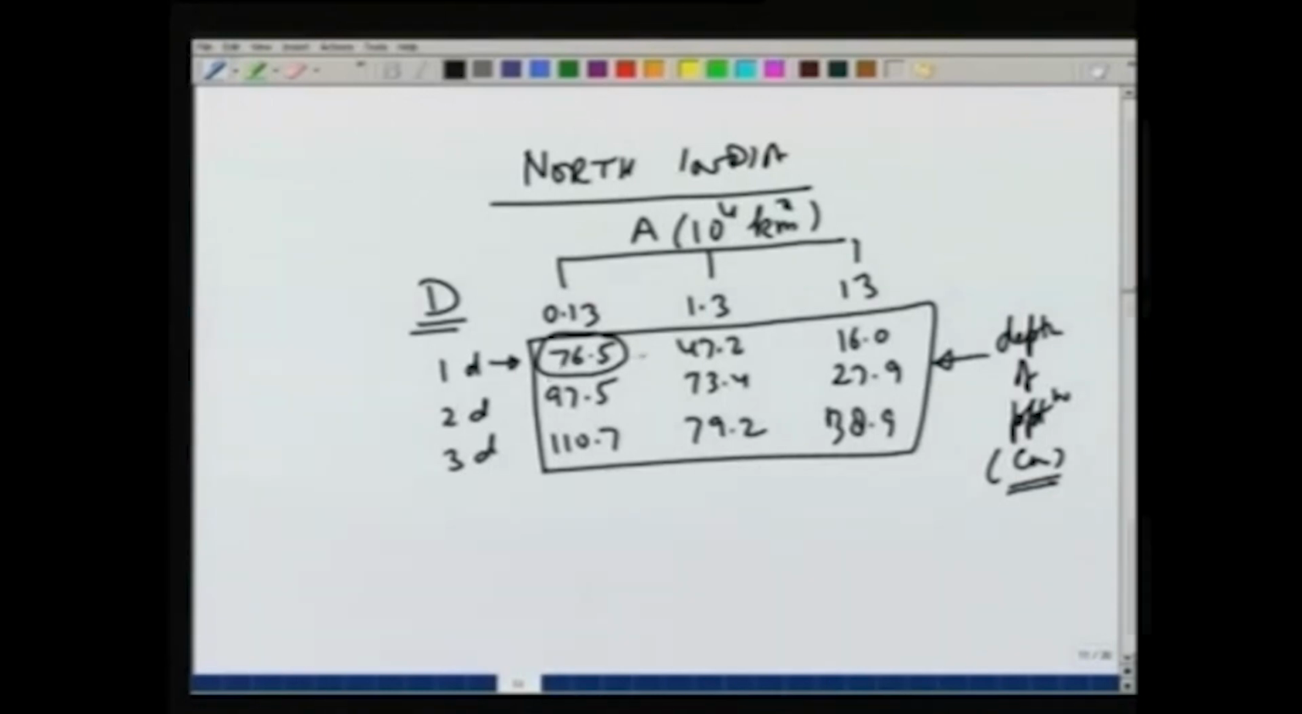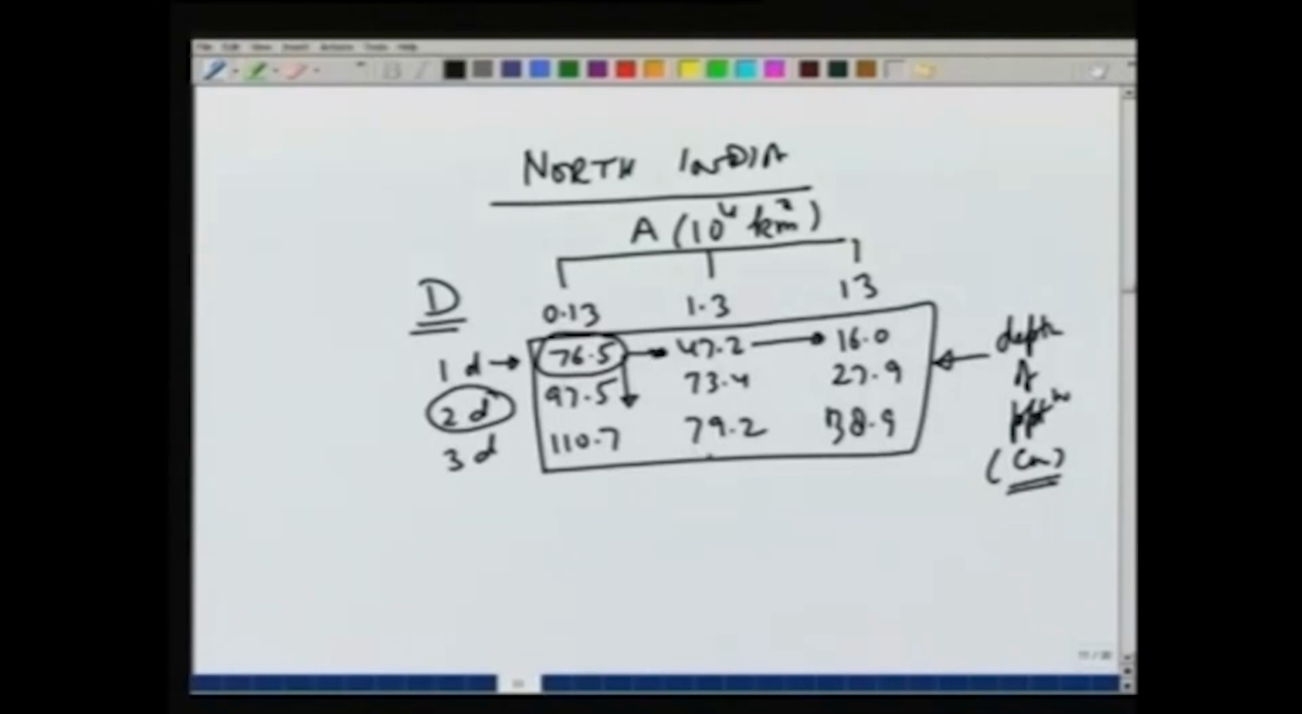As we increase the area, the depth becomes smaller, as we have seen that as we move away from the center of the storm, the intensity decreases. And as we increase the duration, of course, the depth will increase, but not at the same rate. So, the value for 2 days will not be twice the value of 1 day, because with the larger duration the same intensity cannot be maintained.